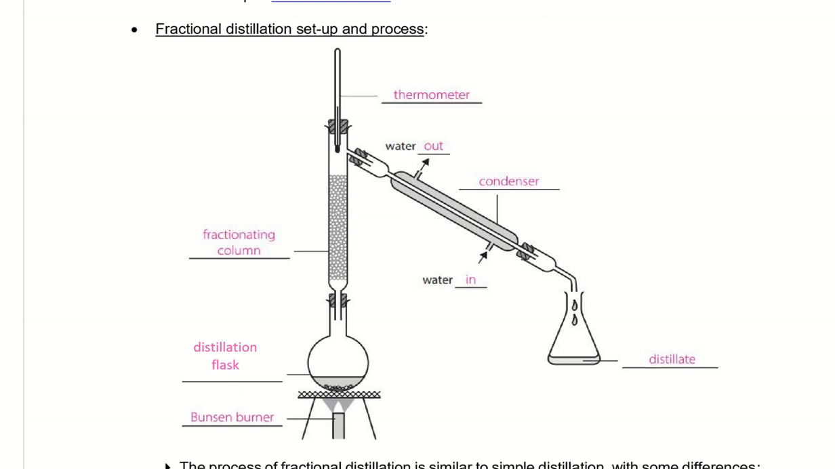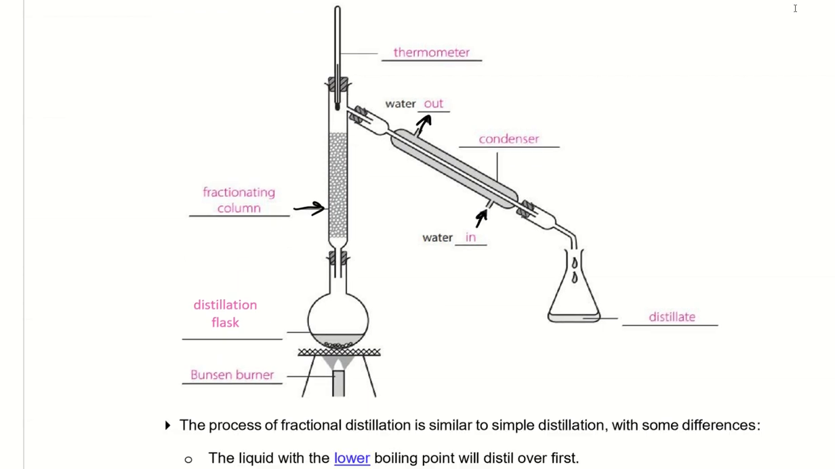So we have a thermometer at the top. It's to measure the boiling point of the vapor. Note the direction of the inlet and outlet of the water. Water going in from the bottom and going out from the top in the condenser. And this thing is called a fractionating column. And we have a distillation flask, and lastly we have a Bunsen burner.